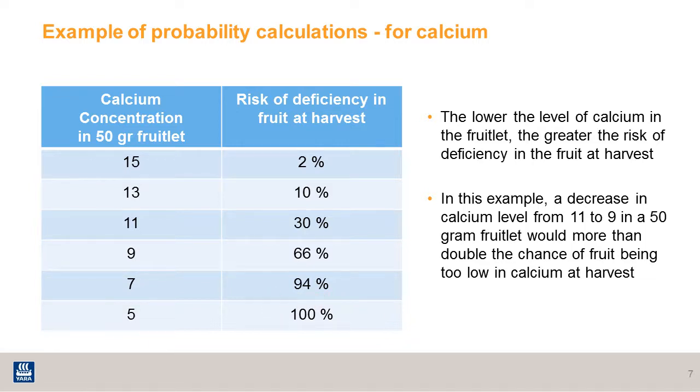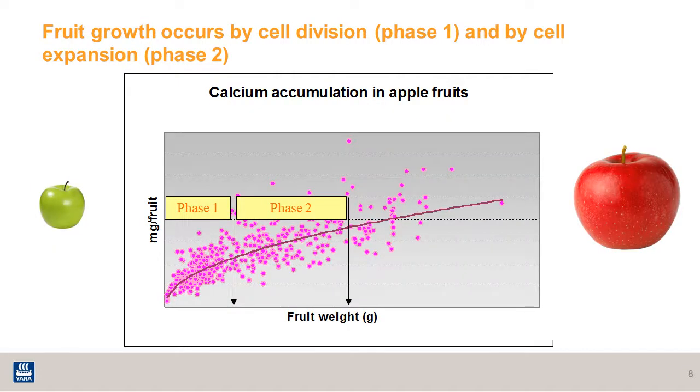On the other hand, if your fruitlet analysis shows 15 milligrams per 100 grams fresh weight calcium concentration, then you're likely not to have any calcium deficiency problem at harvest. It is a general rule of thumb that if you have higher calcium in the early fruit, you will also have higher calcium at harvest. But there are some exceptions.